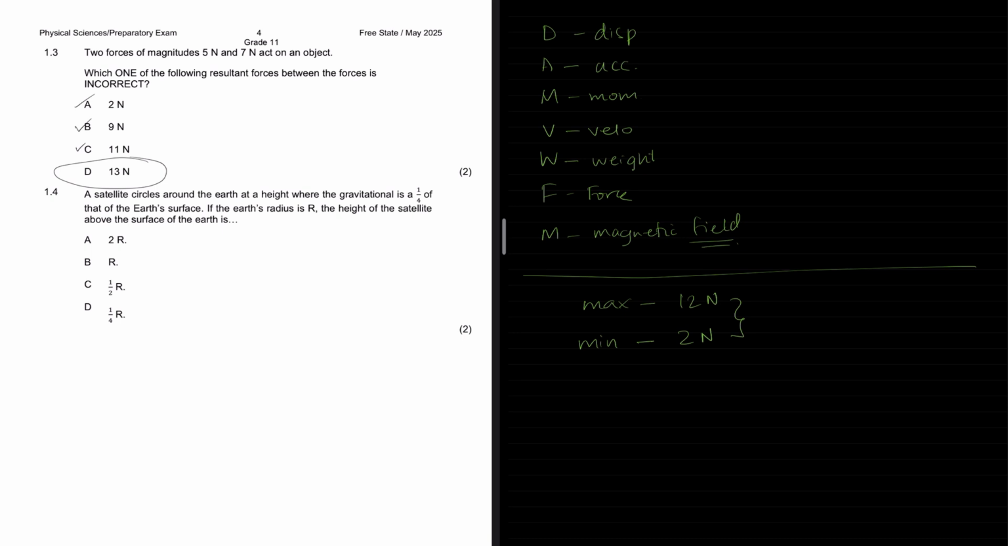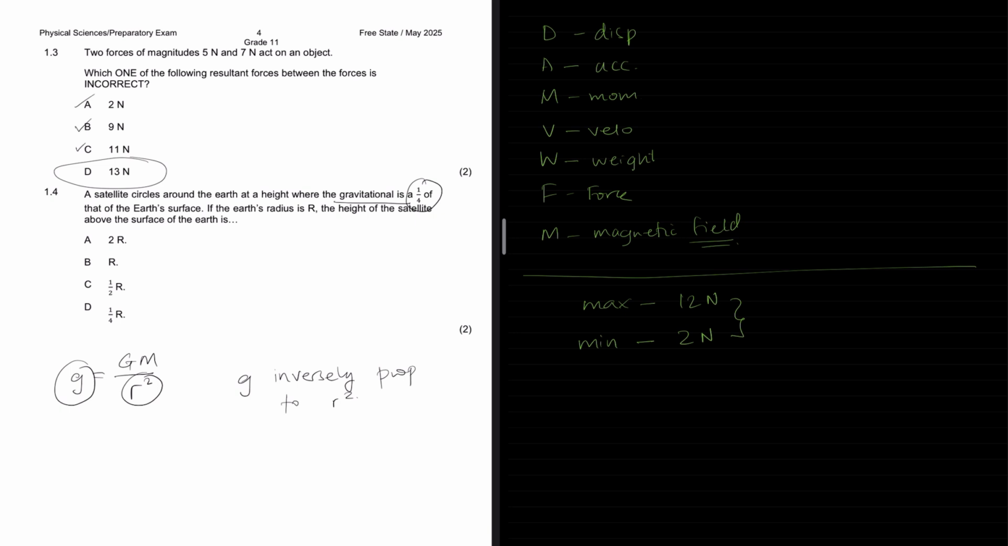Now question 1.4, a satellite circles around the Earth at a height where the gravitational field is a quarter of that at the Earth's surface. If the Earth's radius is r, the height of the satellite above the surface of the Earth is. So if we look at our formula, g, which is the force of gravity, or gravity rather, is equal to GM over r squared. Now, if the gravity is a quarter, we can get here that the gravity is inversely proportional to r squared.